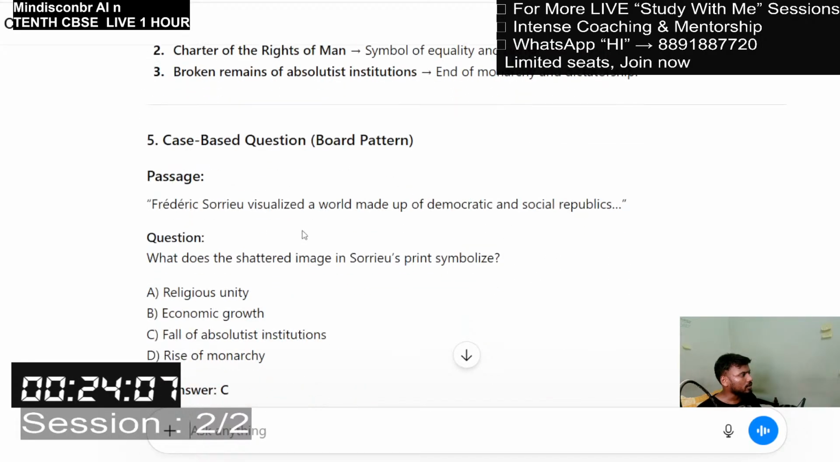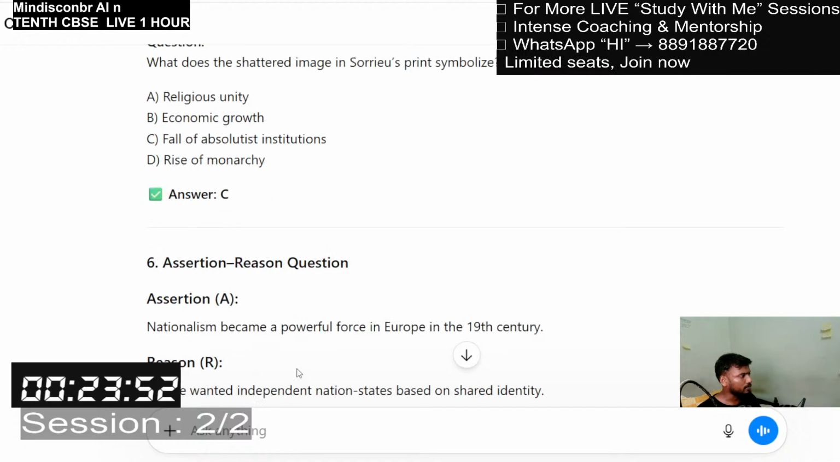Case-based question. Frederick Sorio visualized a world made up of democratic and social republics. What does the shattered image in Sorio's print symbolize? End of monarchy and dictatorship. Fall of absolutist institutions.